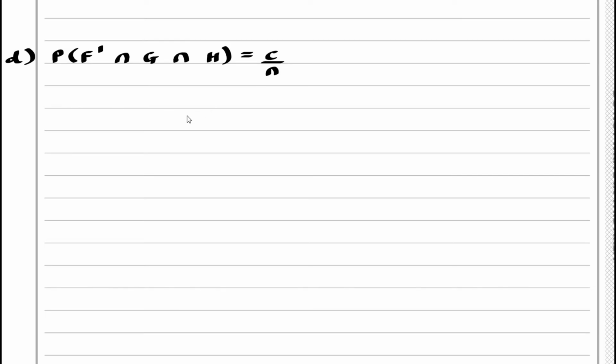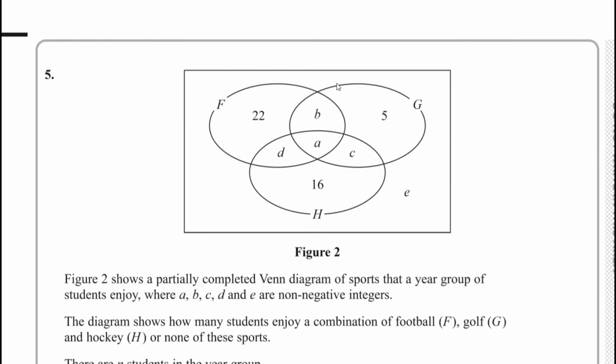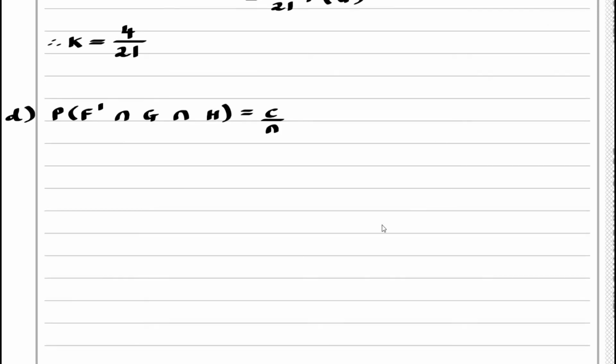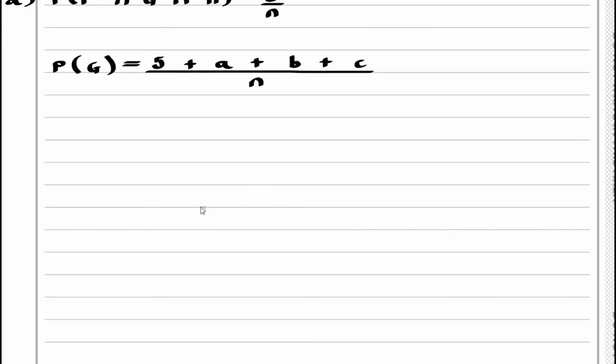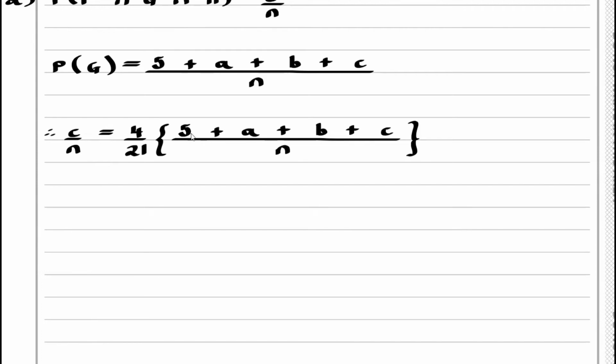What we can now do is find out the probability of G. For the probability of G, we've got this B, this 5, and the A and the C being added together, and then we divide by the total N. So the probability of G is equal to 5 plus A plus B plus C over N. And what we can now do is use the result we found in part C, leaving us with C over N equals 4/21 multiplied by 5 plus A plus B plus C over N.